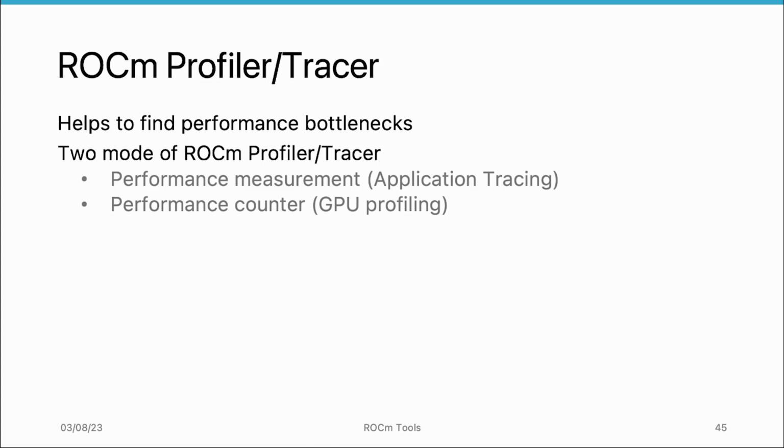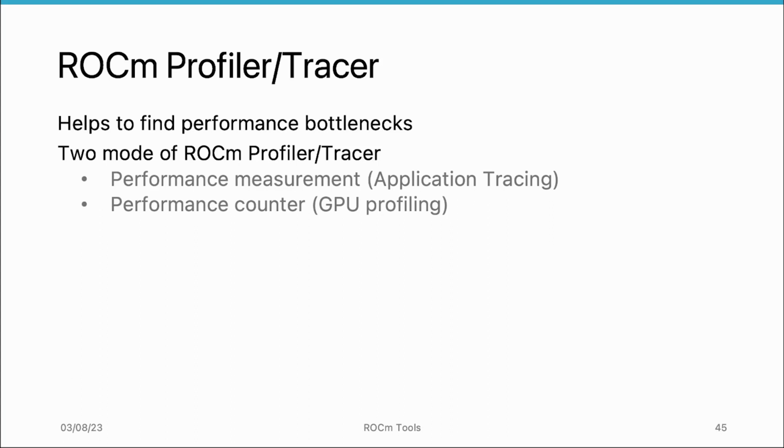In the application tracing mode, the ROCm Profiler Tracer measures the performance of the application by tracing its execution and measuring the time taken by each function or section of the code. This helps developers identify the parts of the code that are taking the most time and optimize them for better performance.